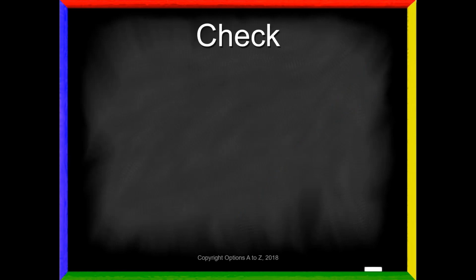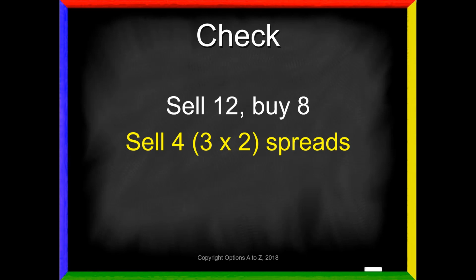All right, here's one for you to try, just a little check. Let's say your order is to sell 12 but buy 8. How many spreads is that? Well, again, figure out the biggest number that goes into both of those, and it would be 4. So 4 into 12 is 3, and 4 into 8 is 2. That's a 3 by 2 spread, but it's done 4 times. So the order would be to sell 4 3 by 2 spreads.